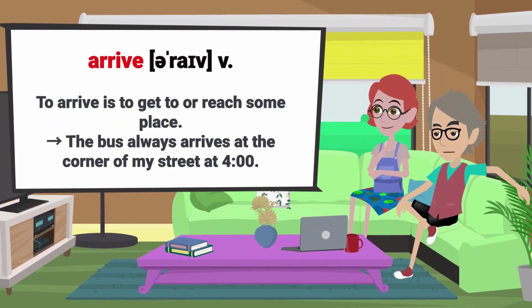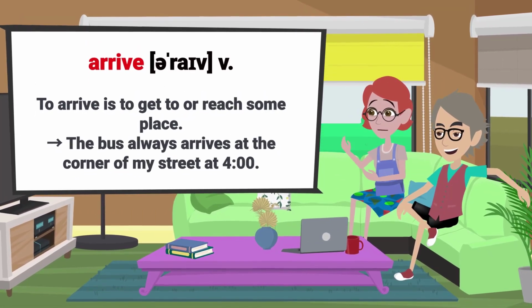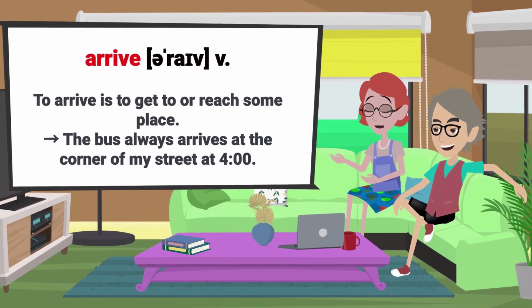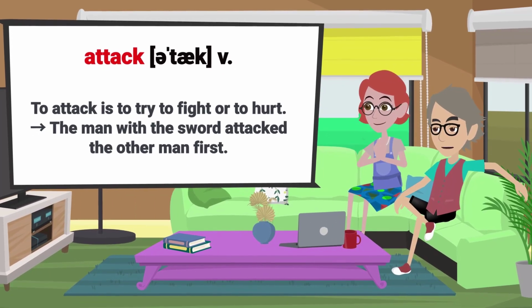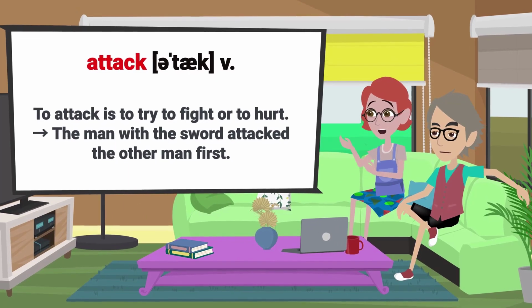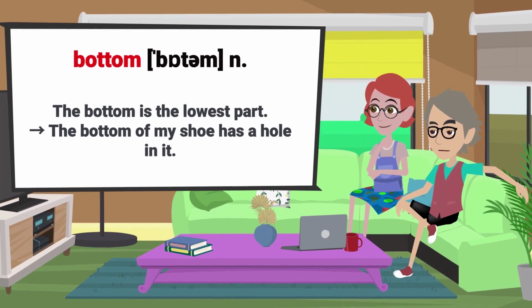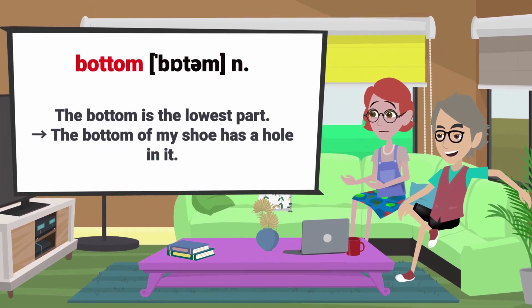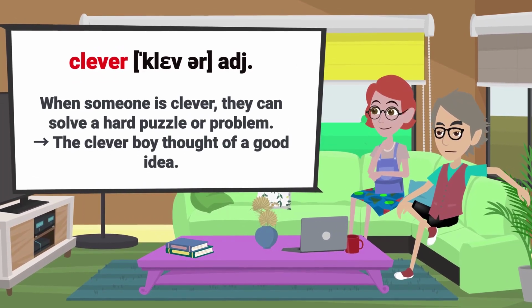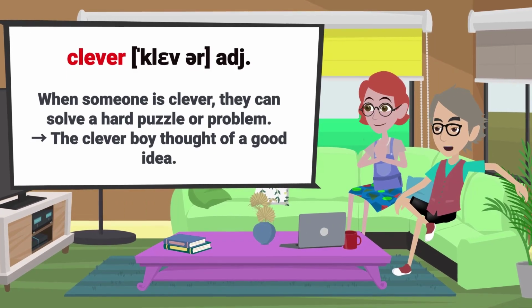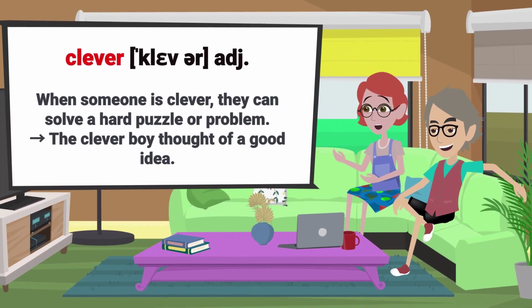Arrive. To arrive is to get to or reach some place. The bus always arrives at the corner of my street at 4. Attack. To attack is to try to fight or to hurt. The man with the sword attacked the other man first. Bottom. The bottom is the lowest part. The bottom of my shoe has a hole in it. Clever. When someone is clever, they can solve a hard puzzle or problem. The clever boy thought of a good idea.